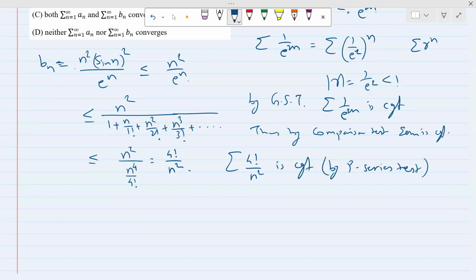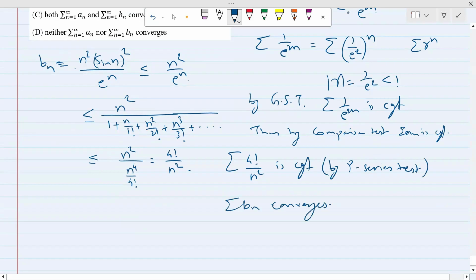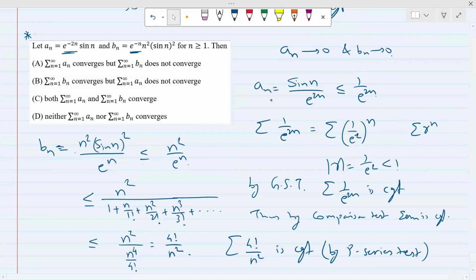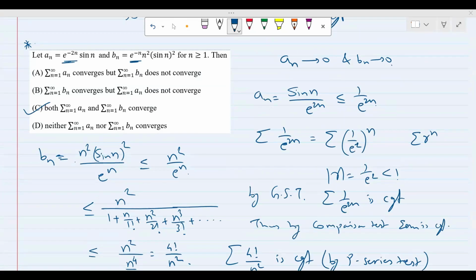So by comparison test, summation Bn also converges. I hope it is followed by all of you. So both converge, option C. Yes, very good.